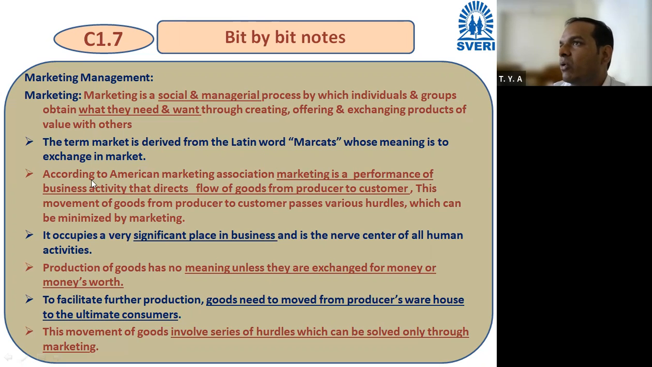According to the American Marketing Association, marketing is a performance of business activities that directs the flow of goods from producer to customer. What does the American Marketing Association say? It is a performance of business activity that directs the flow of goods from producer to consumer. From whom to whom does it go? From the one who makes it to the one who needs it, this flow is marketing. Understood? This movement of goods from producer to consumer passes various hurdles, which can be minimized by marketing.